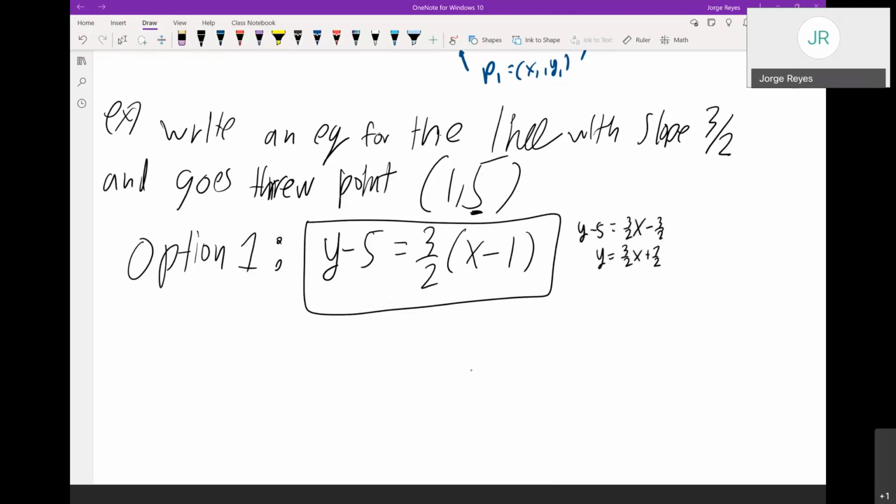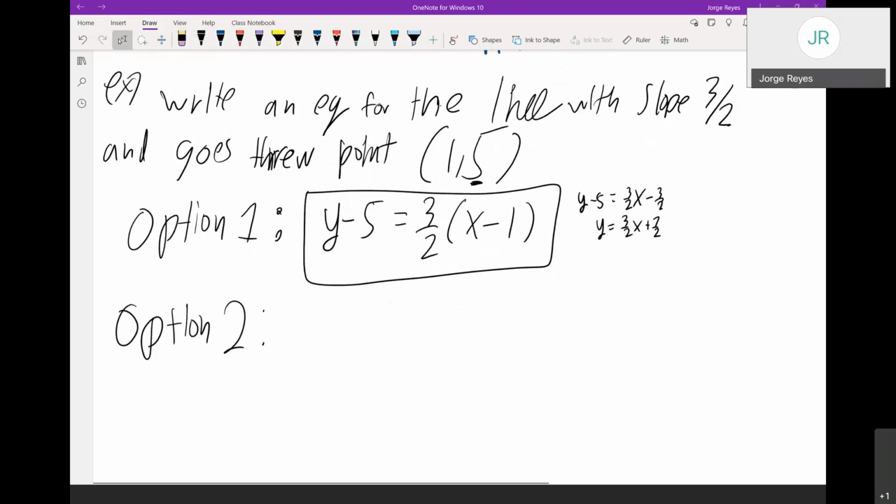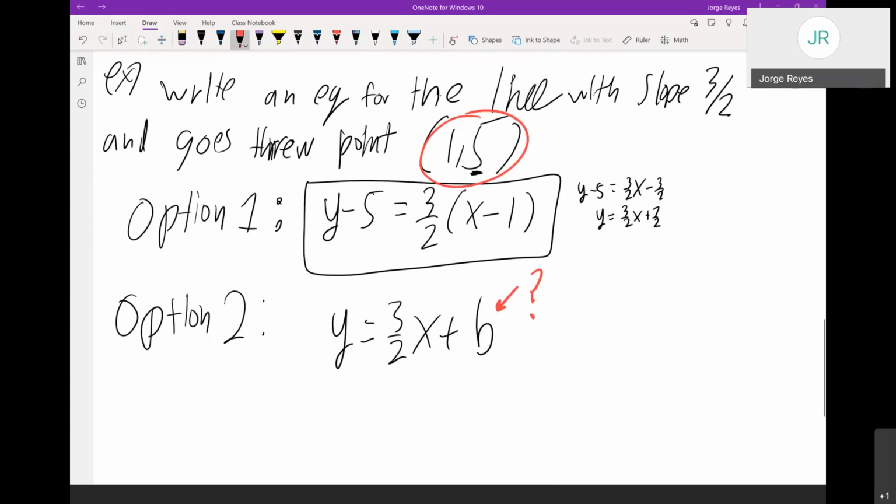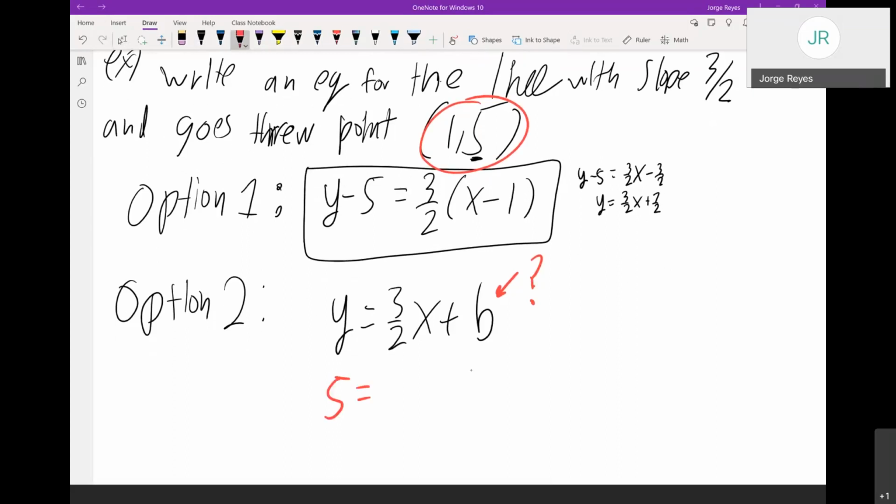Okay, option 2. If you don't want to use point slope form, you can use slope-intercept form, but you kind of have to fill in the blanks. Okay, so y equals m, so we know that, x plus b. So our goal is to find b, right? How we do that is we can actually plug in the point (1, 5). So we can plug in 5 for y and 1 for x.